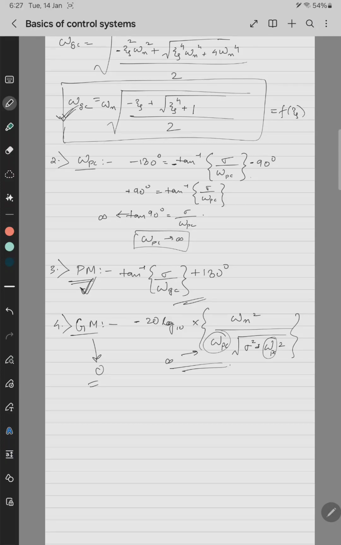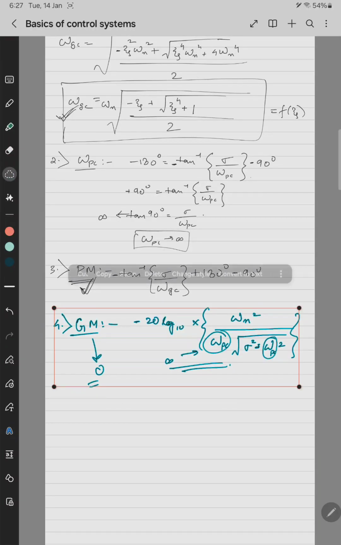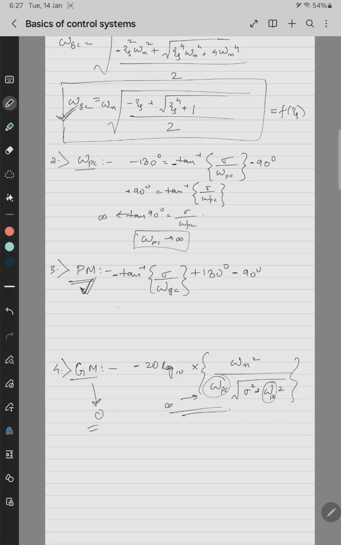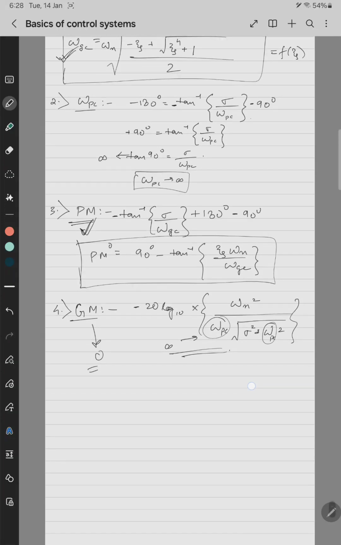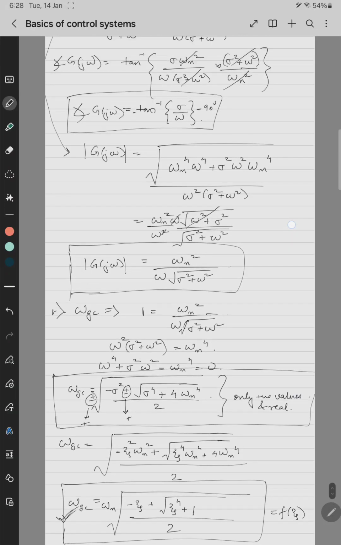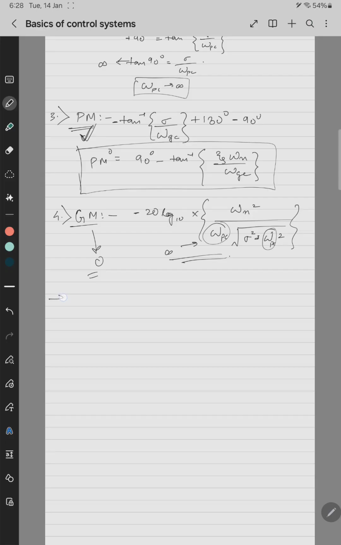So here also the phase margin becomes 180 degree plus this, so minus 90 degree and minus this, and it becomes 90 degrees minus tan inverse of sigma by omega gc, where sigma is zeta omega n. This becomes the phase margin in degrees. This is the phase margin and this is the gain margin. So we have correlated phase margin and gain margin as a function of zeta.